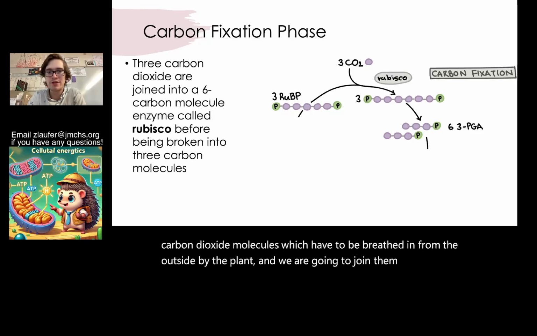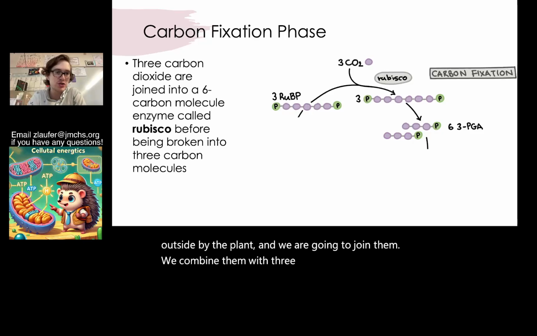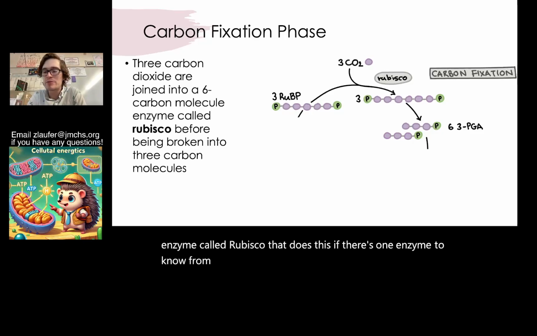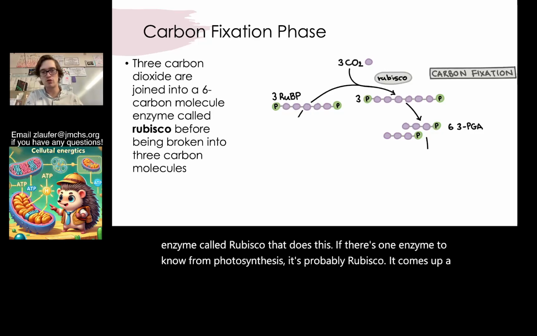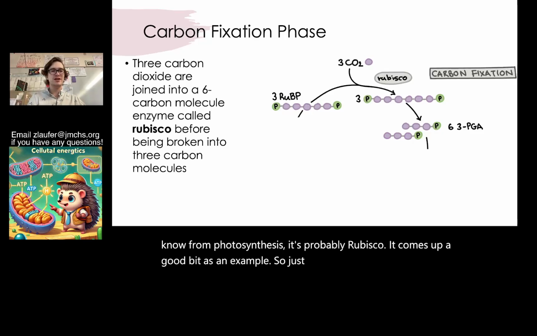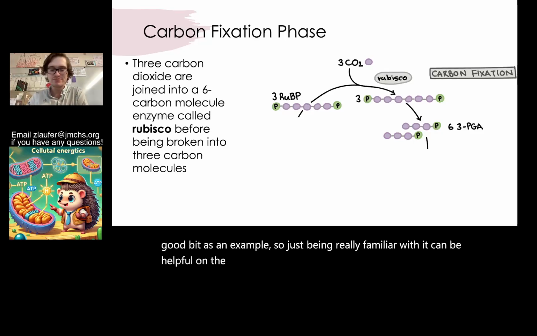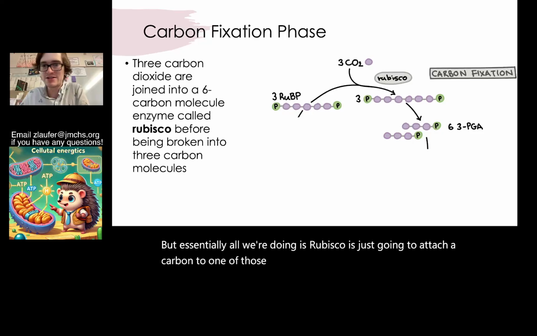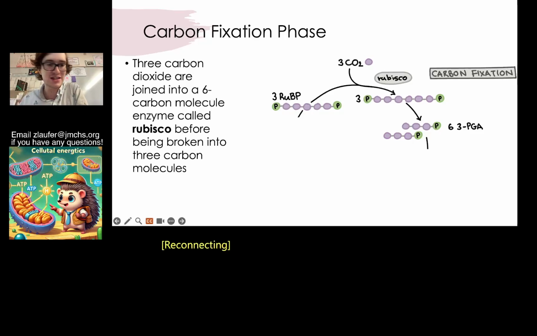We combine them with 3 of these RUBP molecules. There's an enzyme called Rubisco that does this. If there's one enzyme to know from photosynthesis, it's probably Rubisco. It comes up a good bit as an example, so just being really familiar with it can be helpful on the exam. But essentially all we're doing is Rubisco is just going to attach a carbon to one of those 5 carbon RUBPs, and it's going to make briefly this 6 carbon molecule that you can see.